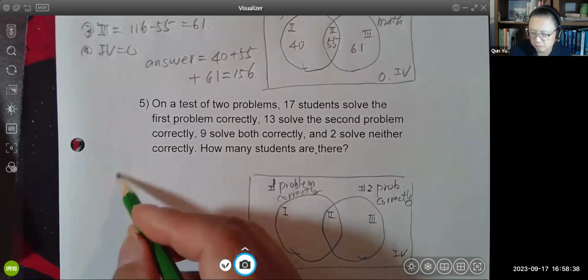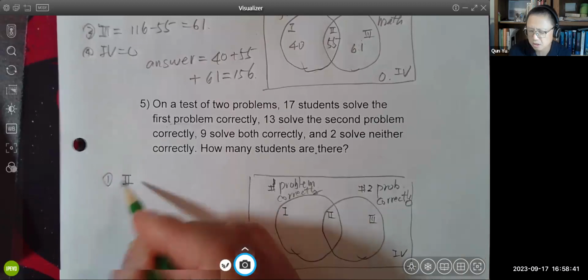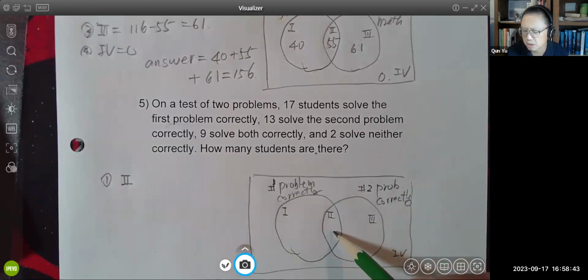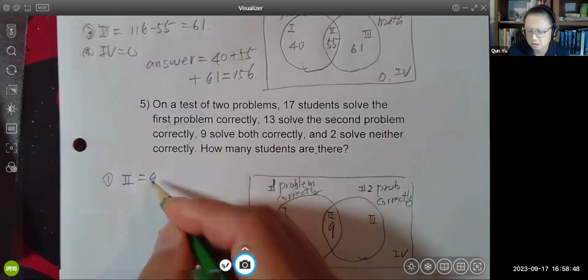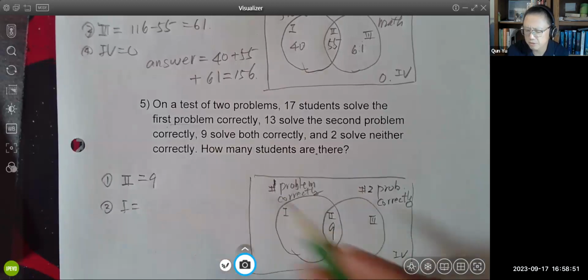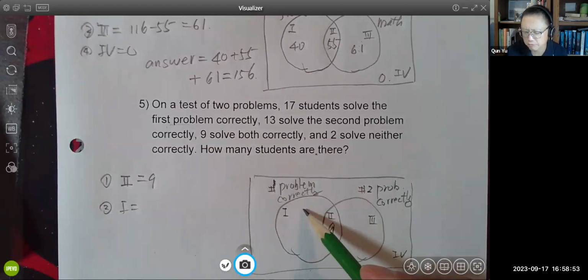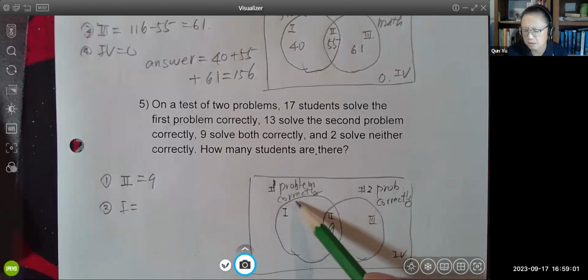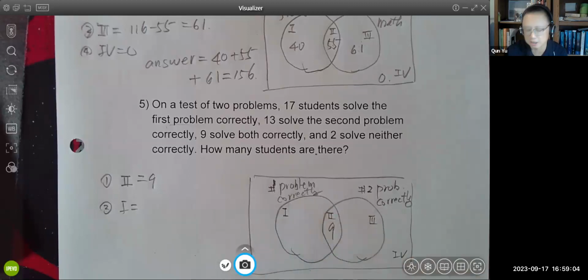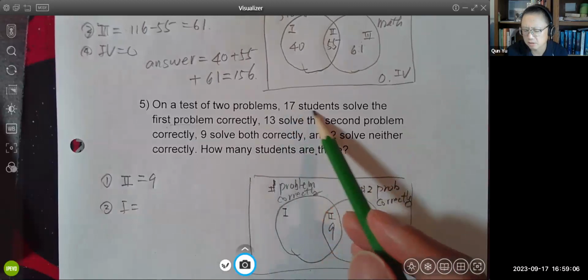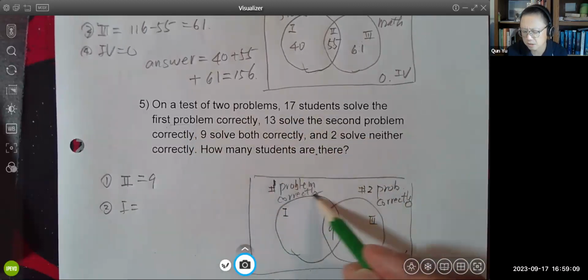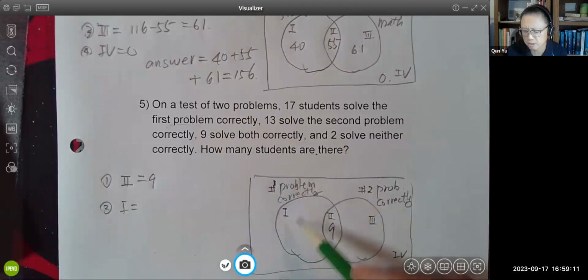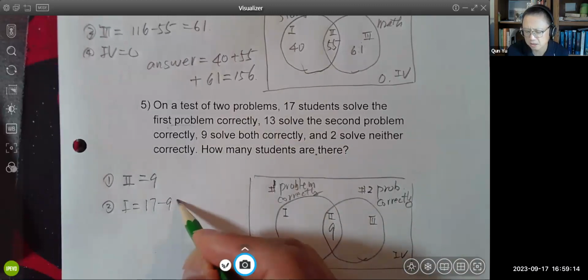Now let's fill in these different regions. First step, the overlap region. Do we have this number, who solve both correctly? 9. 9 people solve both correctly. Now, region number one, which represents who only solve the first problem correctly. This region equals the whole circle, subtract 9. The whole circle means those who solve the first problem correctly, right? 17 students solved the first correctly. So this whole thing is 17. Subtract 9, I get this region. So 17 minus 9, that's 8.